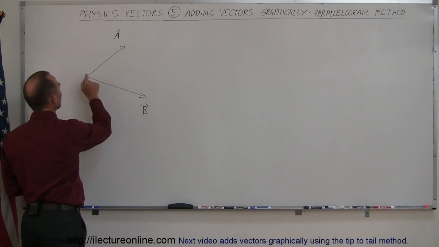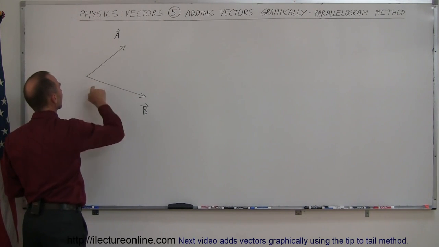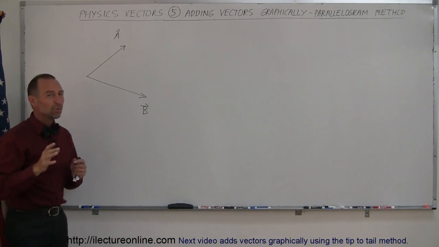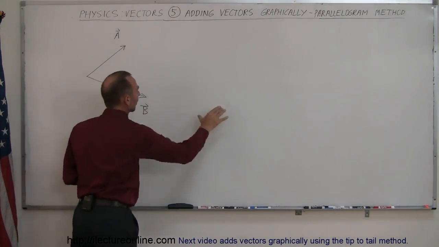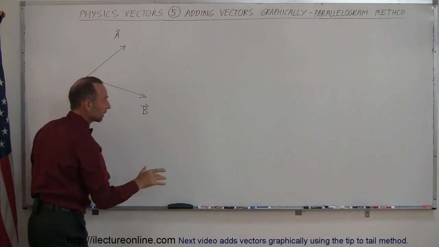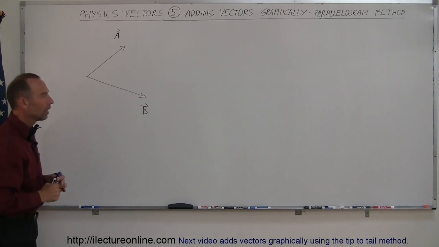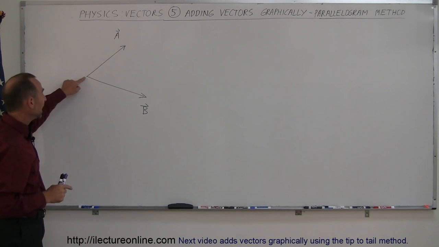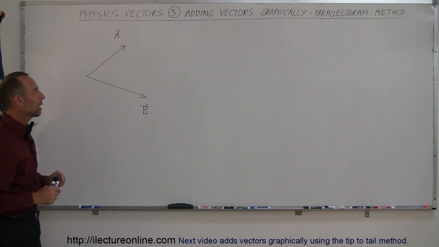You have vector A, which starts here, points up in that direction, vector B, which starts here and points in that direction. Again, you can move these vectors around. You can take A, move it around anywhere you like, take B, move it around anywhere you like. It doesn't change the vectors at all. But it's a good idea that when you're going to add them graphically, that you put the two tails of the vectors together in one location.